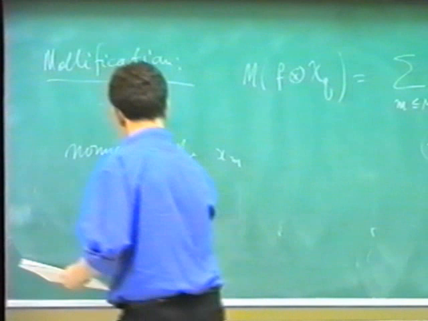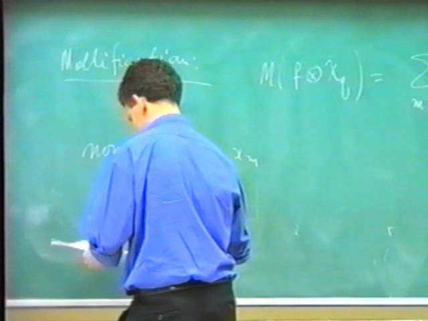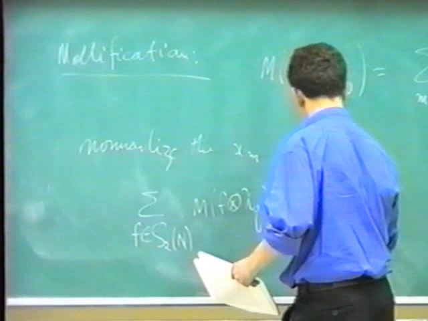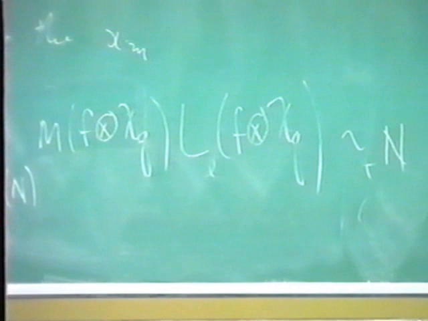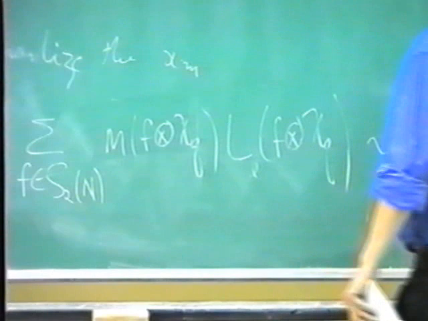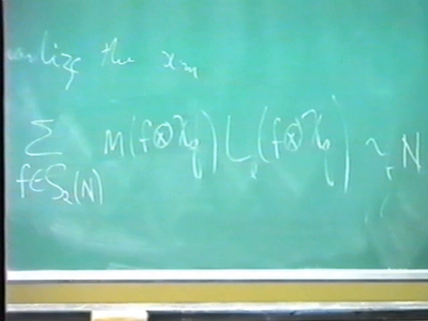So we normalize the x_m so that the sum over f in S_2(N) of M(f) twisted by chi_q times L(f) twisted by chi_q is asymptotic to N. In other words, these guys are supposed to make the mean no smaller than it was before. So it's a linear constraint on the x's. And I want to make this as small as possible. And the quadratic part we want to minimize, so we'll normalize x_m so that this is a linear constraint, and then we minimize over the x's the sum of the squares.